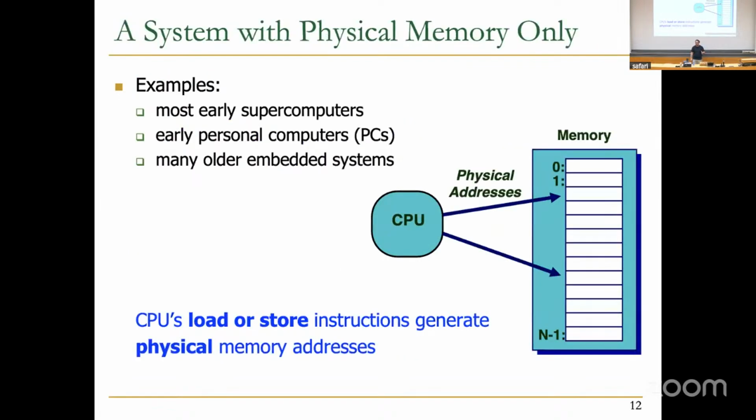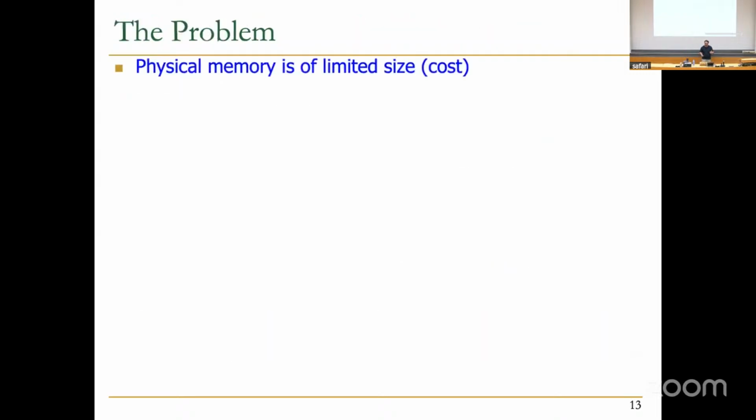This is an example of a very old system. This was used in most early supercomputers, in early personal computers, and many older embedded systems, where we would have a CPU, and on the back end a memory, a physical memory device, and the CPU uses load and store instructions that generate physical memory addresses. We don't have the concept of virtual memory in this scenario. Let's see what the downsides of this approach are.